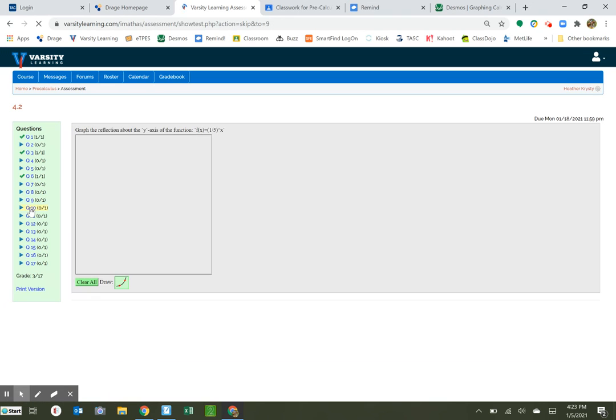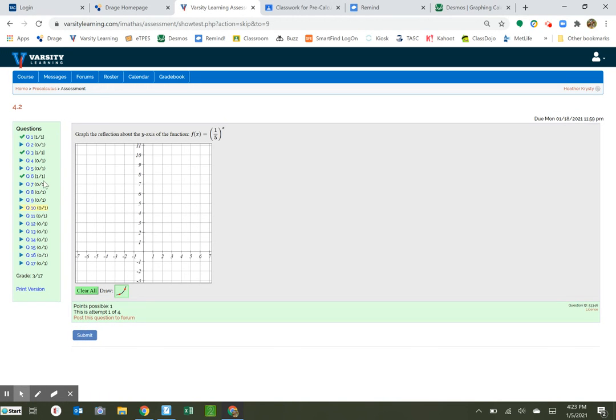Now, what about down here? Graph the reflection about the y-axis. Now, read this carefully. Graph the reflection about the y-axis. Now, here's how I would do this. First, I'm going to graph this. Remember the 1/5 raised to the x? And I mentioned to you that's going to be the one that's kind of backwards, right? So this is going to be like 5 to the negative x, which would be through here and through 5.